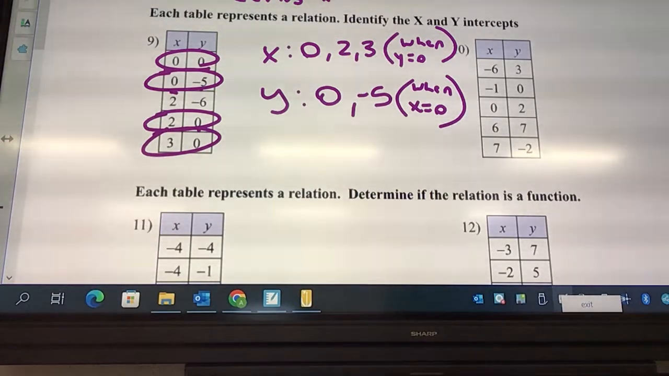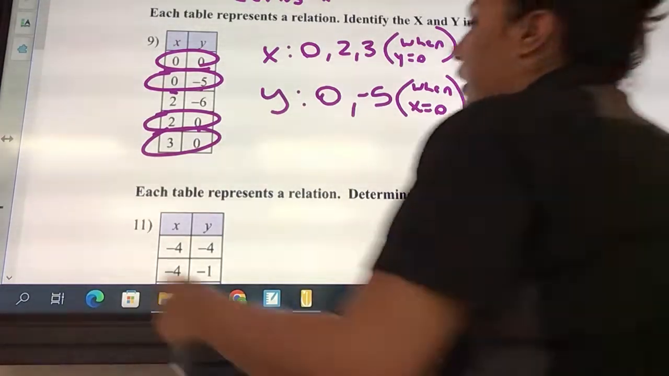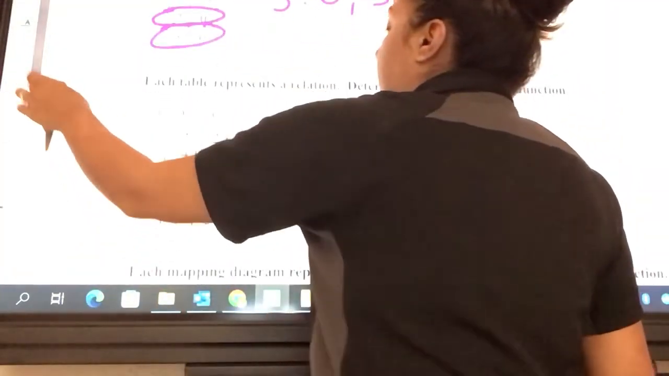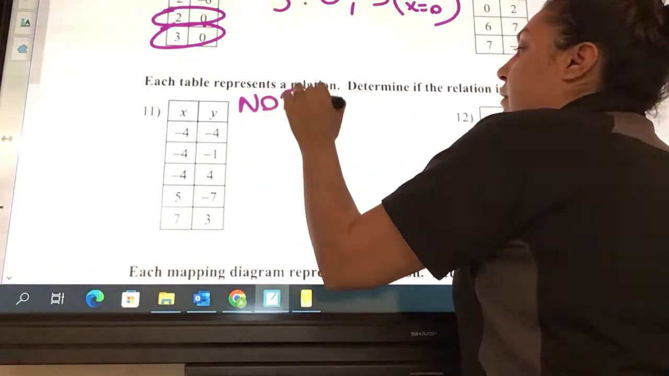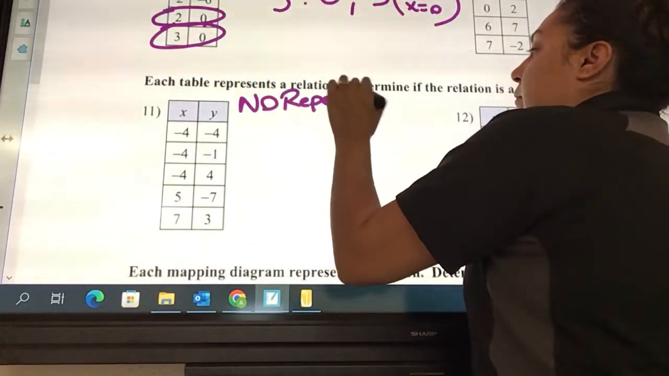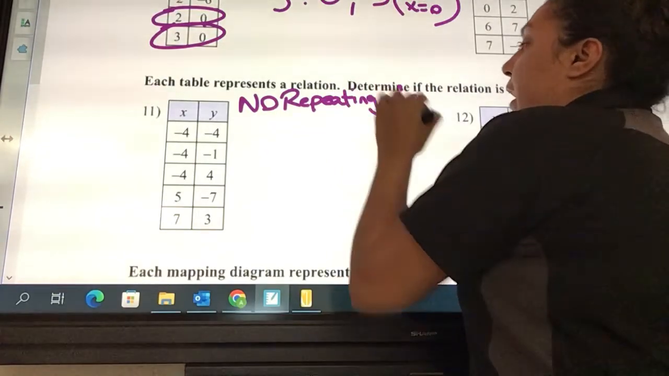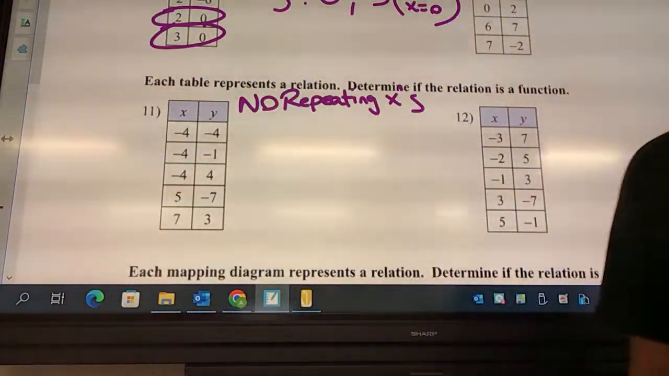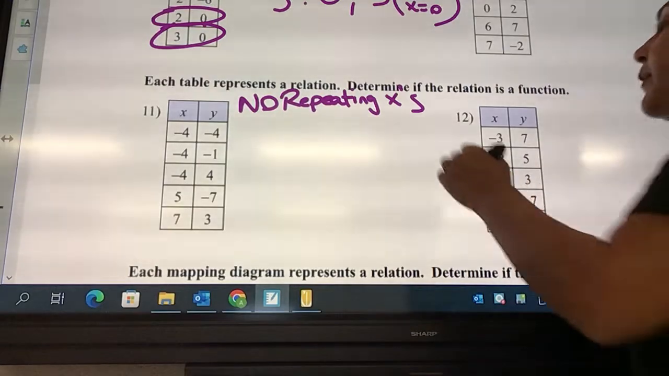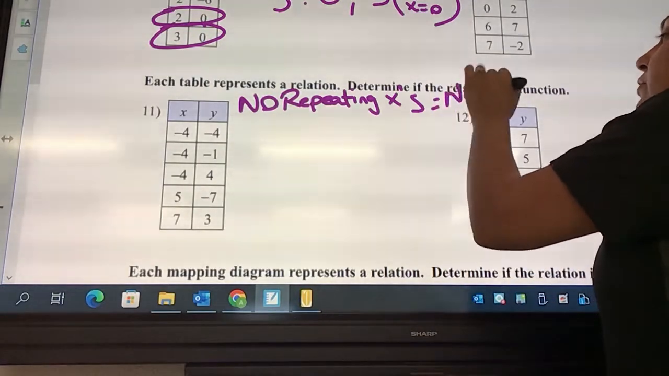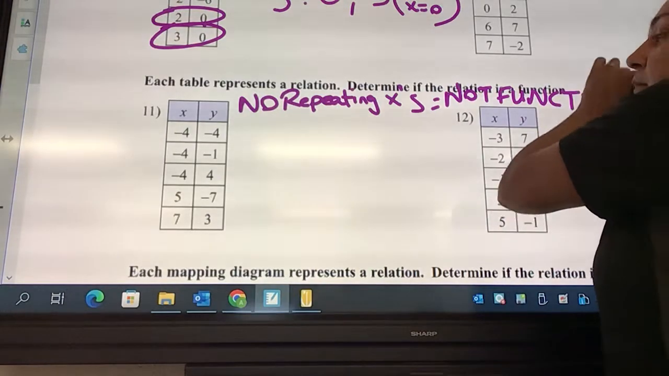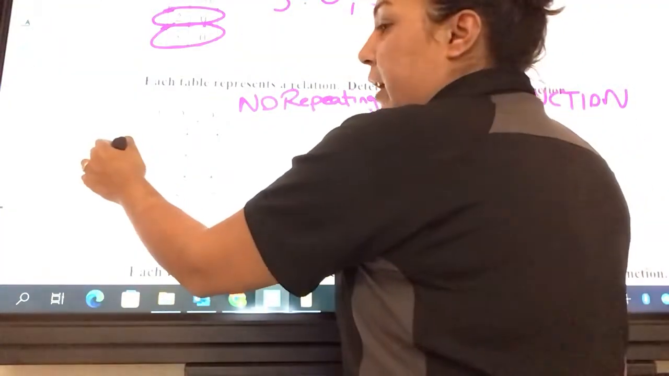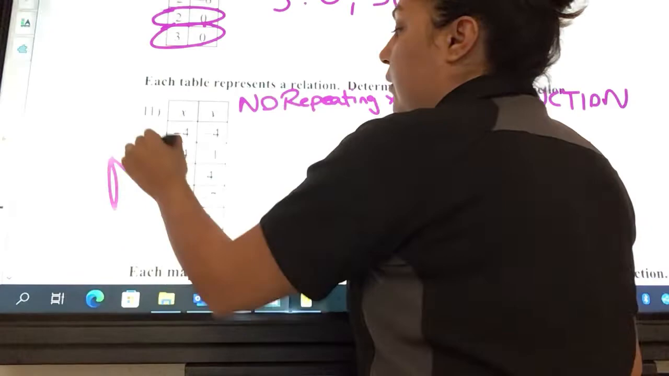Okay, determine whether the relation is a function or not. How do you know if it's a function? You can't have any repeating x's. If there is, is that a function? No. No repeating x's equals function; repeating x's equals no function. So this one is a yes or a no? It's a no.